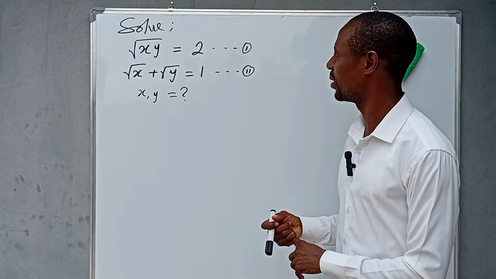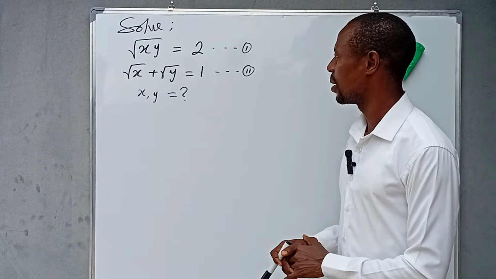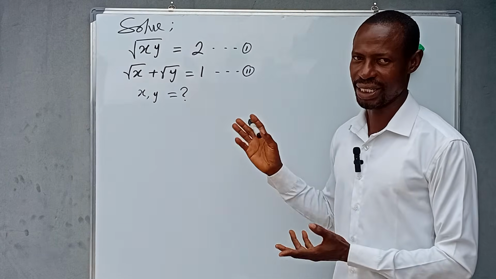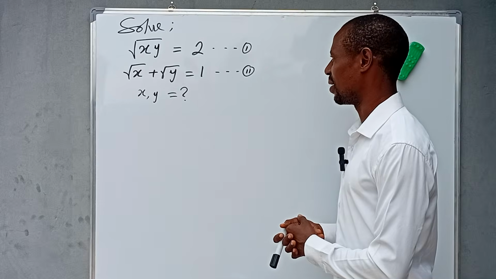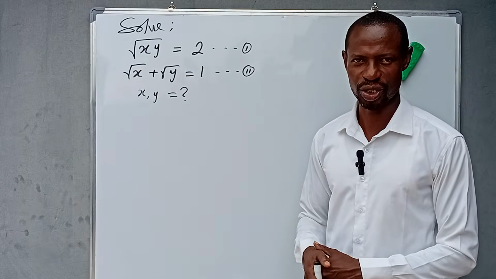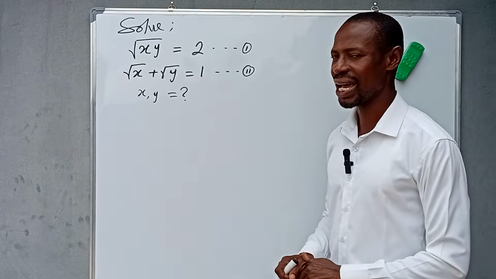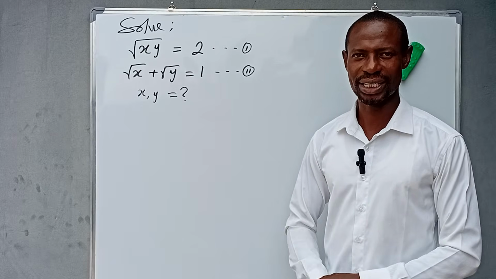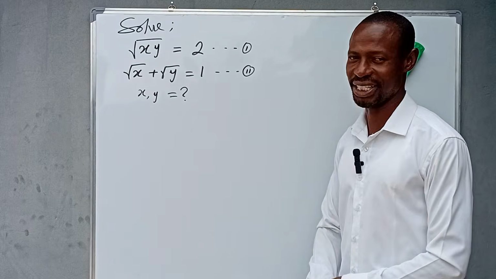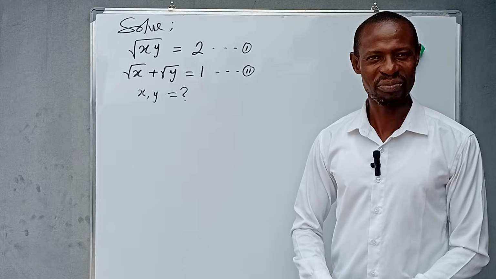The question is: solve the square root of xy equal to 2, given as equation 1, and the square root of x plus the square root of y equal to 1 as equation 2. Find the values of x and y that satisfy this challenge. Again, it's a simple one.